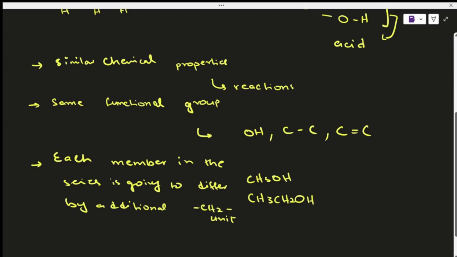Which means that every time you go down the series, every time you go to the next molecule in the homologous series, you will have an additional CH2 unit. And how can you prove that?